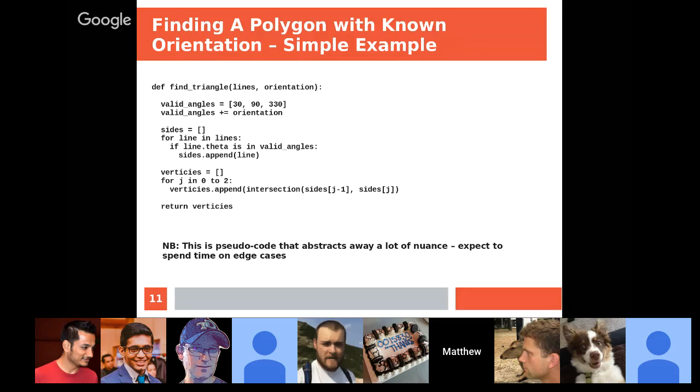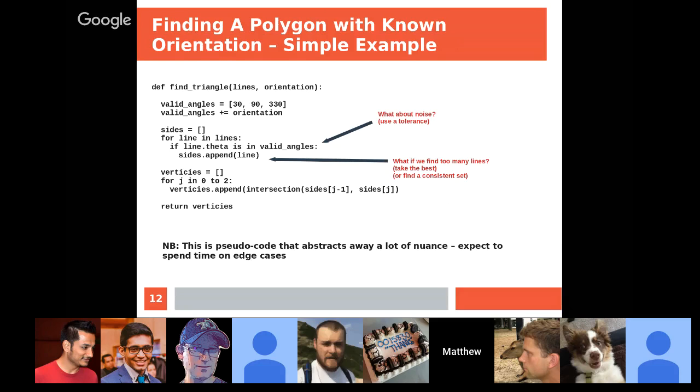And so I have some big array of lines from my Hough transform, and I just say, if a line is in the valid angles, like if it's a good one, then it's one of the sides of my triangle. Once I have all of the sides of my triangle, I can find the 3 vertices by just finding the intersection between those lines. This pseudocode loop does 0, 1, and 2 inclusive, which means you get 3 vertices, and we return them.